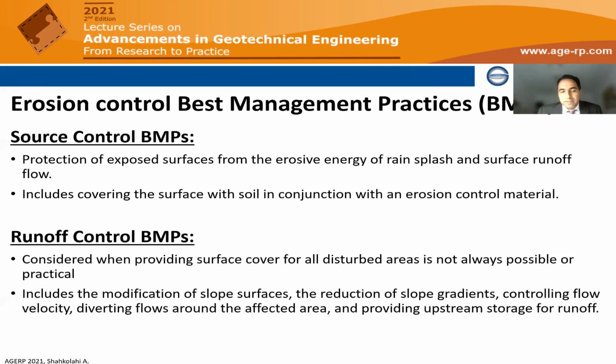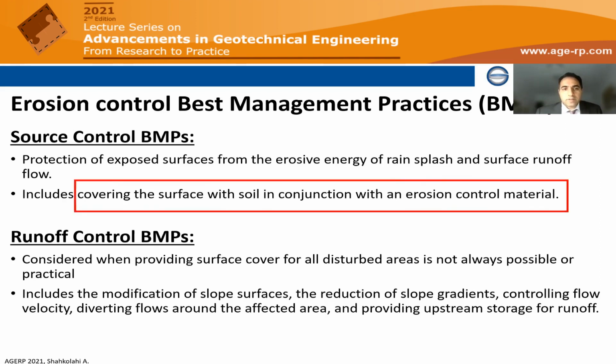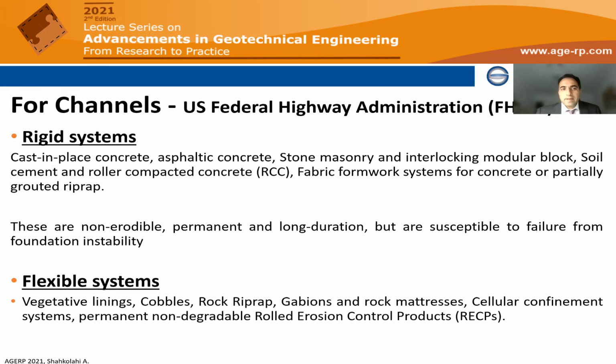If we cannot do that and we cannot cover the soil, then we can go to runoff control systems or BMPs, sorry, which means considering, for example, modification of the slope, reduction of the slope gradients, controlling flow velocities, and these sort of techniques that try to avoid erosion. But let's focus on source control, which is covering the surface of the soil with erosion control materials.